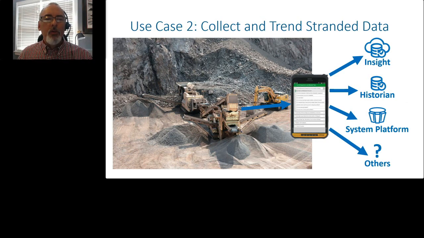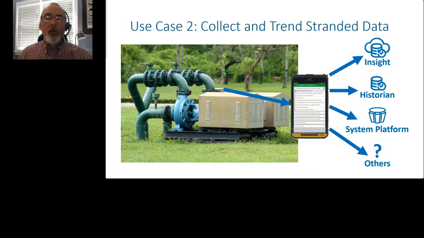Use case number 2 is around collecting stranded data. That's fairly self-explanatory, and the stranded asset that you're collecting data from might look like a mobile crusher at the bottom of a quarry, or it might look like a remote pumping station. Either way, we can capture the relevant information digitally using AVEVA Mobile.